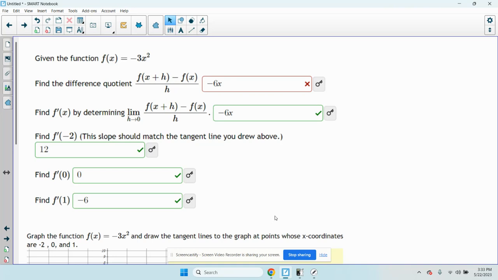Okay, this says given the function f of x equals negative 3x squared, find the difference quotient. I believe you're close here. There's just probably something involving an h that was left off. So if we run through this real quick, I'm just going to rewrite the difference quotient.